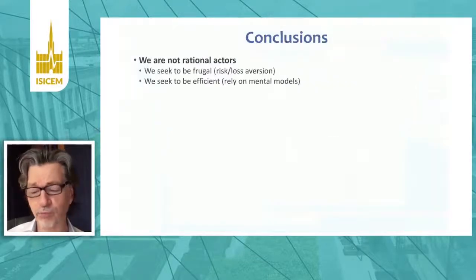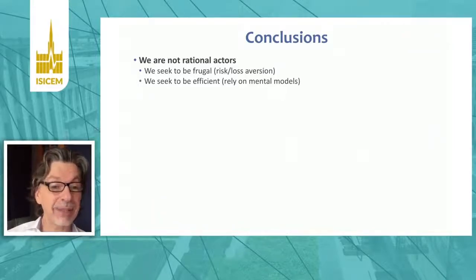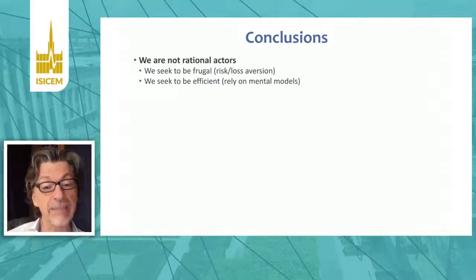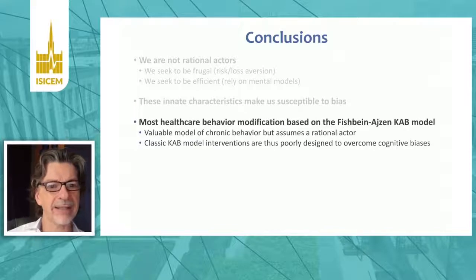So in conclusion, we are not rational actors. We seek to be frugal in terms of risk or loss aversion because for thousands, if not 10,000 of years, all our ancestors have been trained to be loss averse, which is an ongoing bias. And we seek to be efficient. We rely on these mental models when we make snap judgments. These innate characteristics make us susceptible to bias.